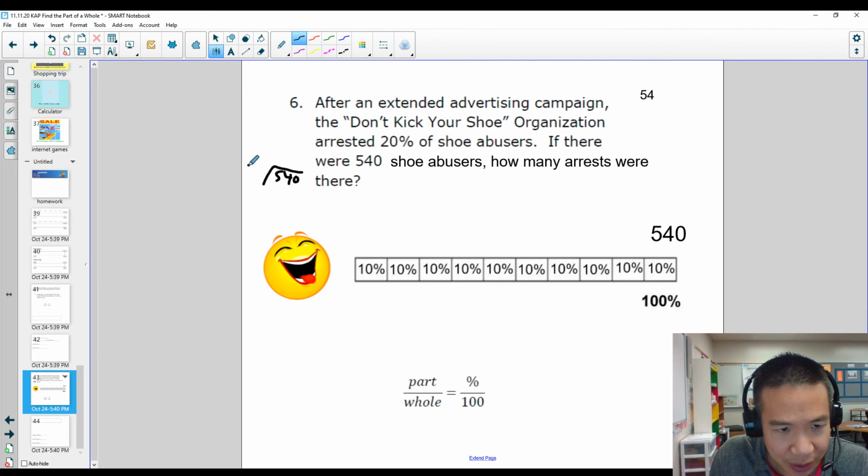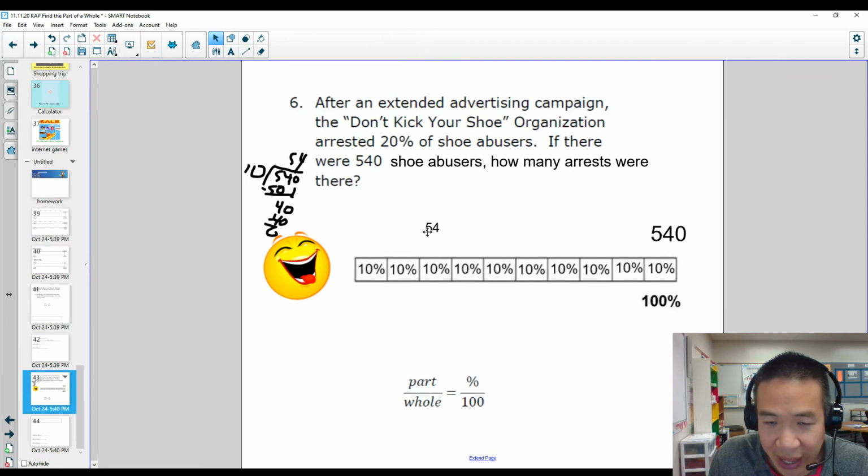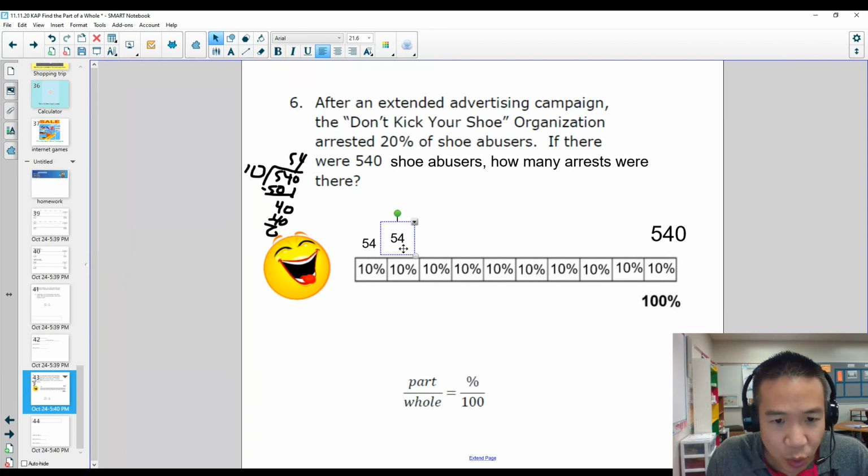Well, let's find out. Can 10 go into 5? No. Can 10 go into 54? 5 times. So 54 minus 50 is 4. Bring down the 0. How many 10s go into 40? 4 times. So it is 54. So for every 10%, we put 54 in each one of these.